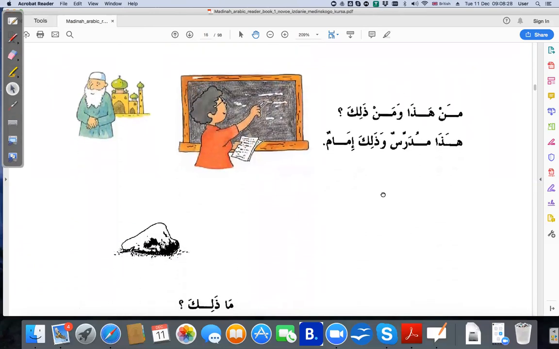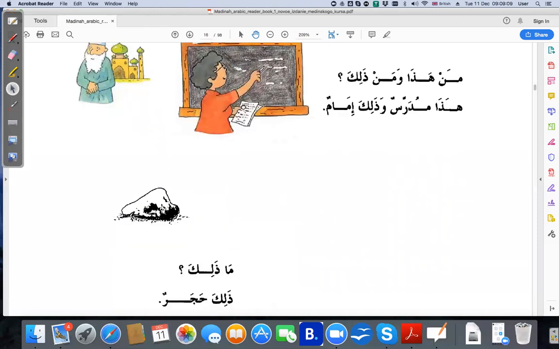And we are going to see a teacher and an imam. You know what is an imam? He is the one who leads the prayer, in the masjid or anywhere. من هذا and من ذلك are used the same way that we did with هذا. We use it for ذلك to ask about humans. من هذا, who is this? ومن ذلك, and who is that? Who is this? We speak about the teacher. And who is that? We speak about the imam. هذا مدرس. This is a teacher. وذلك إمام. And that is an imam.